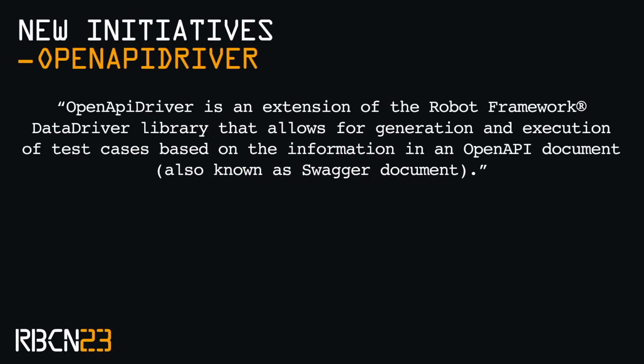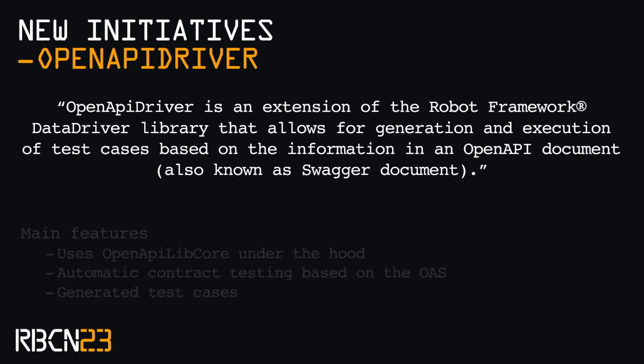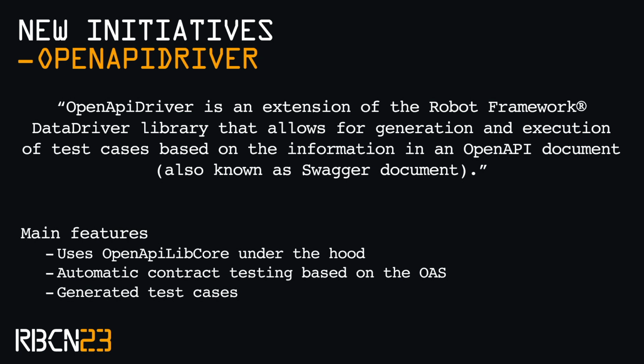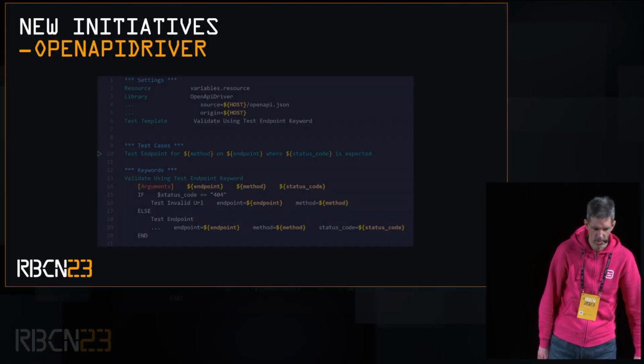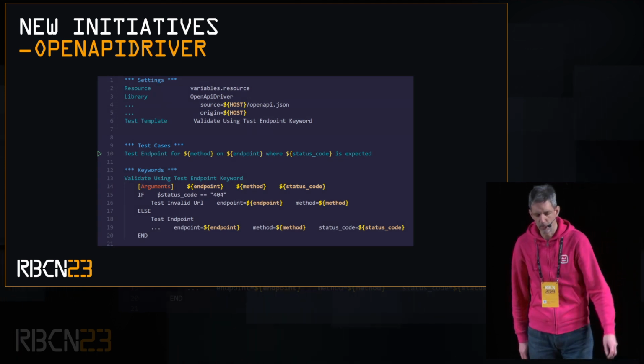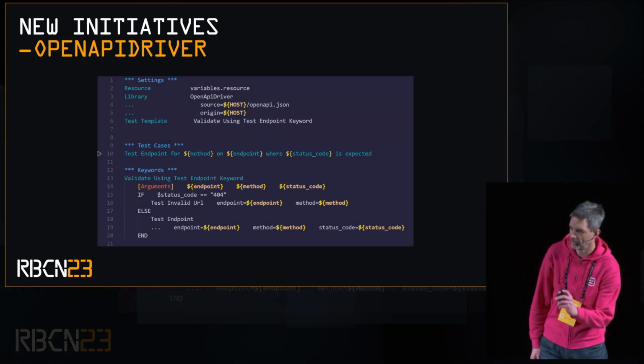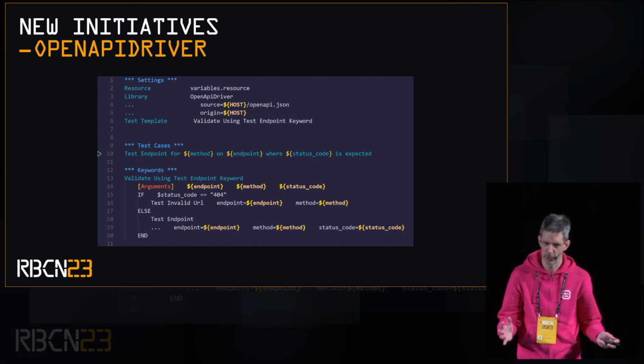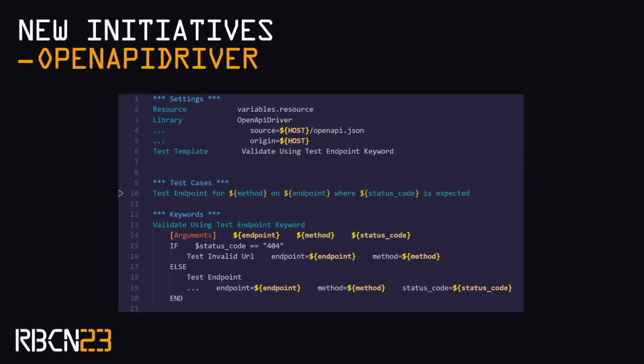OpenAPIDriver is just the data-driven version of this. Do a contract, go. With contract testing, you don't have access to your actual keyword calls. Copy paste this basically and run it. Depending on your API, you'll have many or a few, could be hundreds of tests being run.